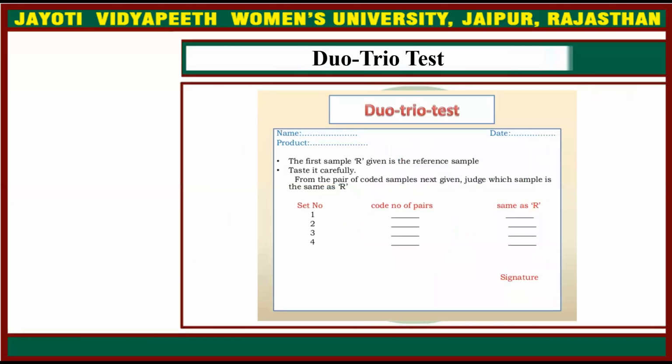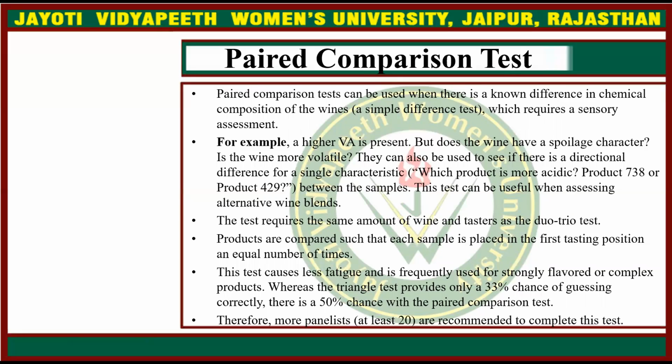Then the paired comparison test. Paired comparison tests can be used when there is a known difference in chemical composition of the wines, but a simple difference test requires a sensory assessment. For example, a higher VA is present, but does the wine have a spoilage character? Is the wine more volatile? They can also be used to see if there is a directional difference for a single characteristic. This test can be useful when assessing alternative wine blends. The test requires the same amount of wine and tasters as the duo trio test.